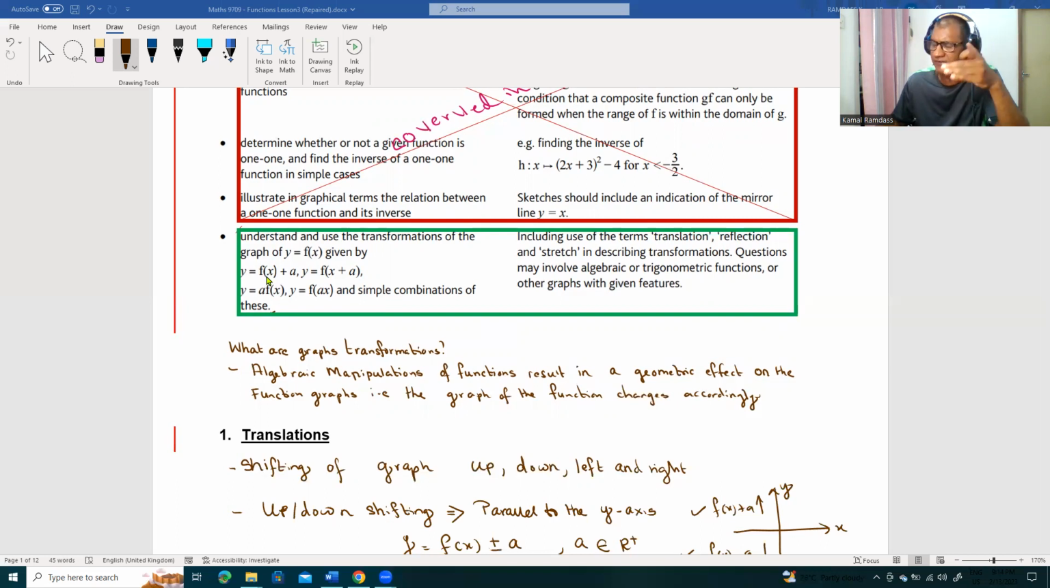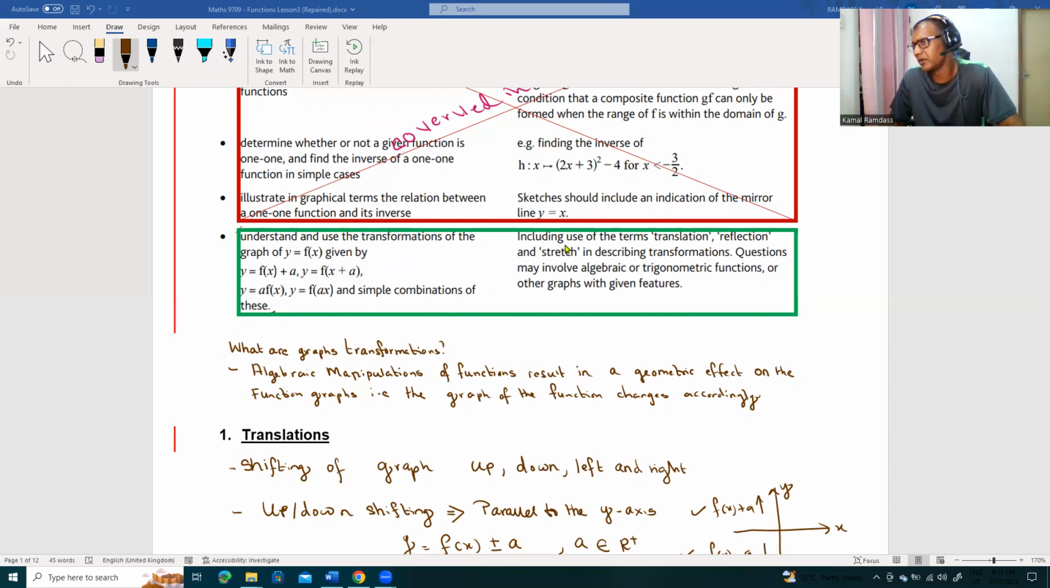et là, ça pour refléter the shape, the size, location of the graph in the Cartesian plane. Et what are graph transformations? C'est algebraic manipulations of function resulting in a geometric effect on the function graph. That is, the graph of the function changes accordingly, according to the algebraic manipulation.